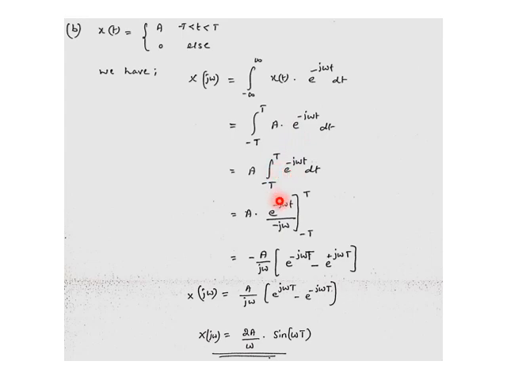and apply the integration. After simplification, e to the power minus j omega t by j omega over the interval minus T to T. Substituting that, the first term is e to the power minus j omega T minus e to the power minus minus, which becomes plus j omega T, with a by j omega with the minus sign taken inside, so e to the power j omega T minus e to the power minus j omega T into a by j omega, so divided by 2j multiplied by 2j. So after simplifying, I can get x of j omega as 2a by omega into sine omega T. So this is how we can directly solve the Fourier transform functions.